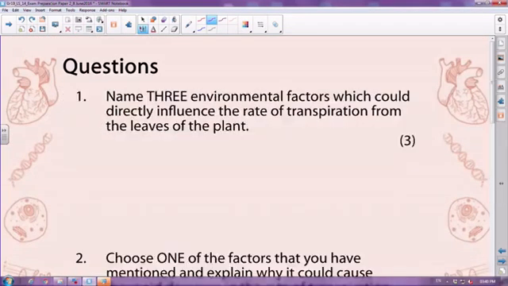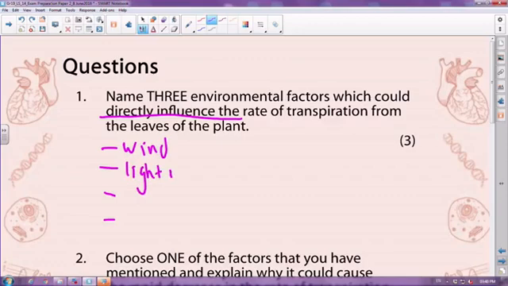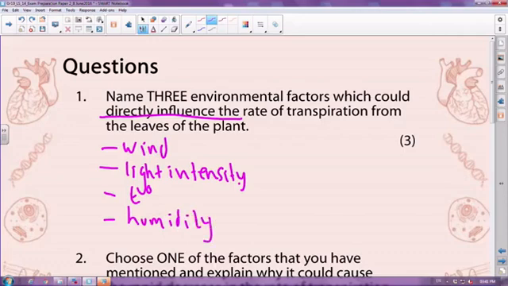Okay, so let's answer the first one. The 3 environmental factors. There are actually 4, but some of you will think of a different 3. The 3 environmental factors, can you remember what they were? Wind will influence the rate of transpiration. Light intensity, temperature, and humidity. Okay, so they say would directly influence. That means they will have an effect.